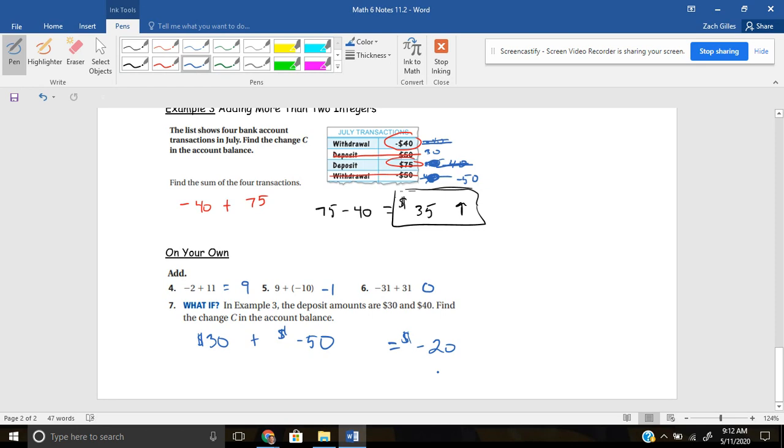All right. So hopefully going through a bunch of those problems gave you at least one or two ways to add integers, whether that be with the same sign or different sign. If you have more questions, please let me know.